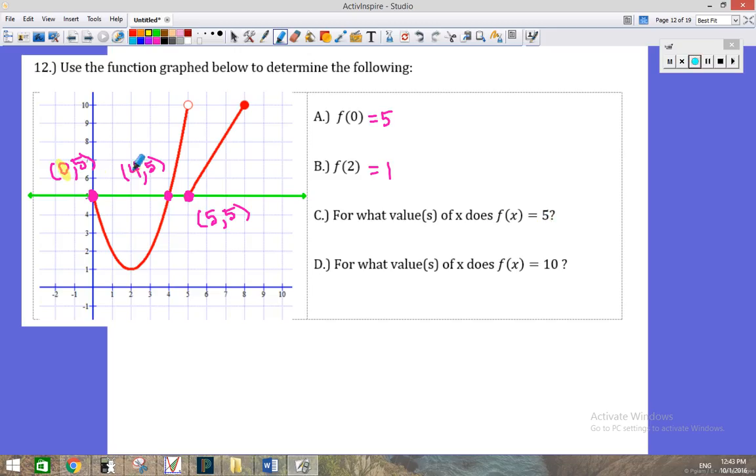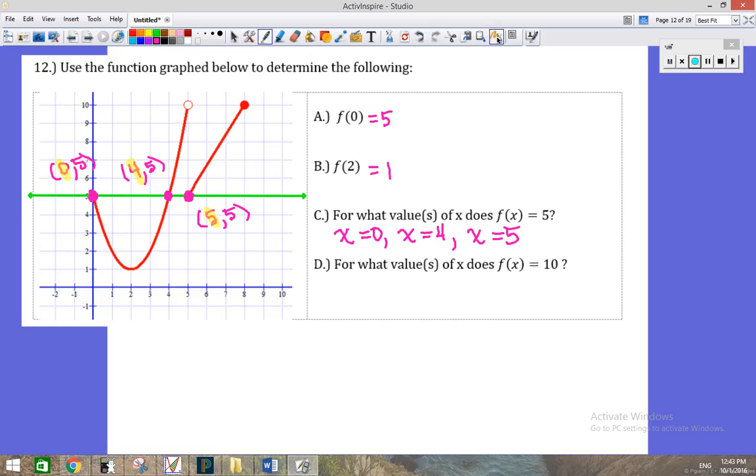When x is 0, when x is 4, and when x is 5, the y-coordinate is guaranteed, if you're on this horizontal line, to be 5. So when x is 0, 4, or 5, the corresponding y value on this piecewise graph is 5.